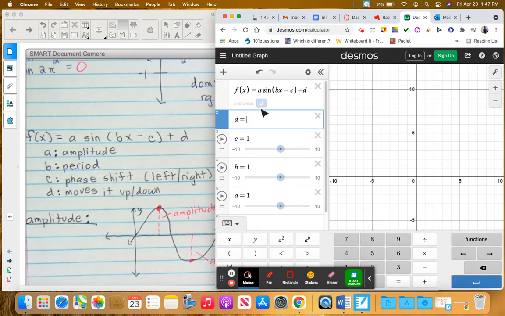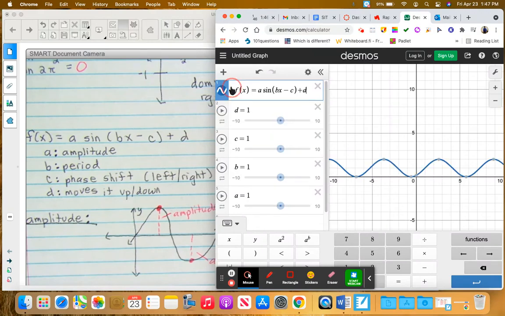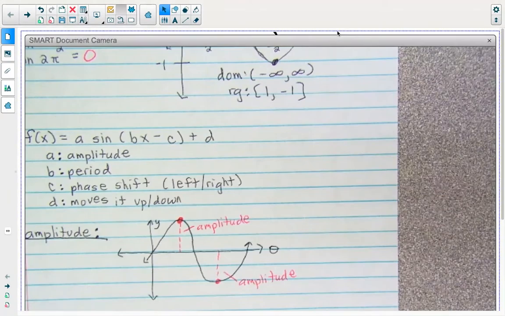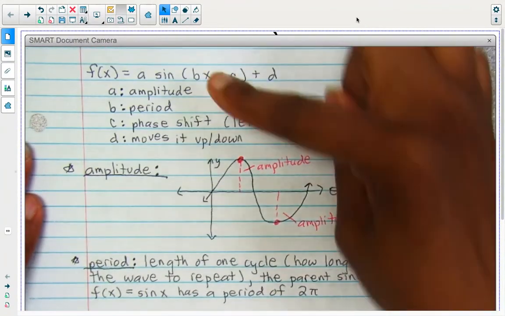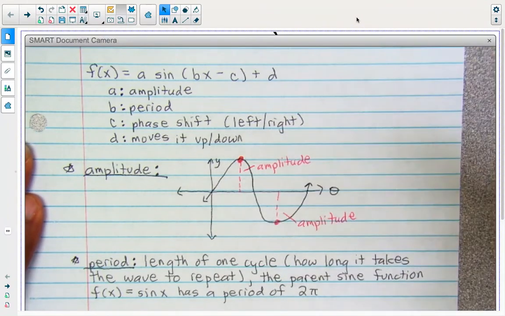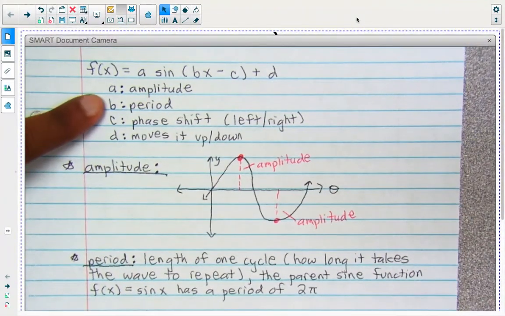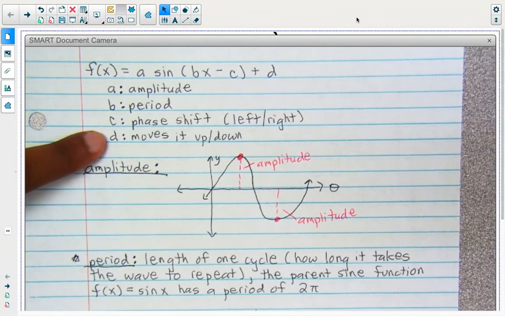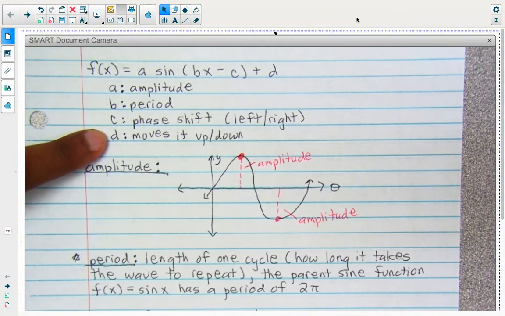So we'll put this back at 1. All right, so that was just a quick little thing. I think Desmos is a great tool to take a look at the different effects that it has. So the amplitude is the height of your wave, and here's an illustration down here from your peak down to your axis. That's your amplitude. Period, we are about to discuss a little bit more in detail in just a minute. Your phase shift moves left or right, and the D, the number on the outside, moves it up or down.